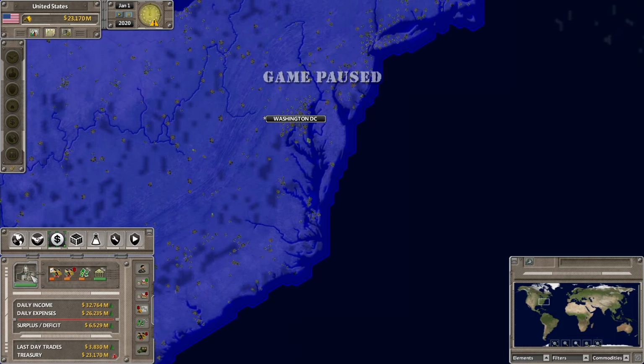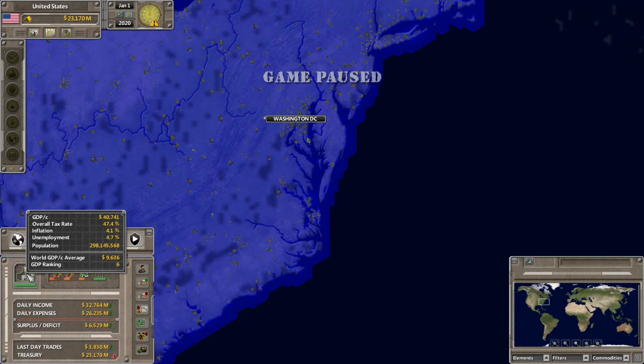So right here, little White House, you have a lot of the same information we had on the state screen, but it's specific to your country. We have our GDP per capita, our overall tax rate, which isn't something you really need to look at here. It's better to look at the individual taxes. This is just a combination of them. You have your inflation, you have your unemployment, we've been over those. You have your population, which is also findable on the domestics bar of the state tab, but that's not too important of a statistic all by itself.